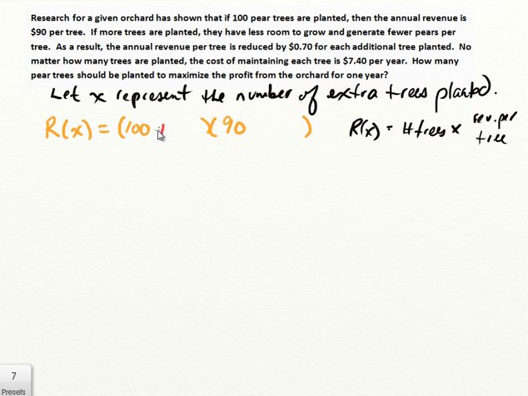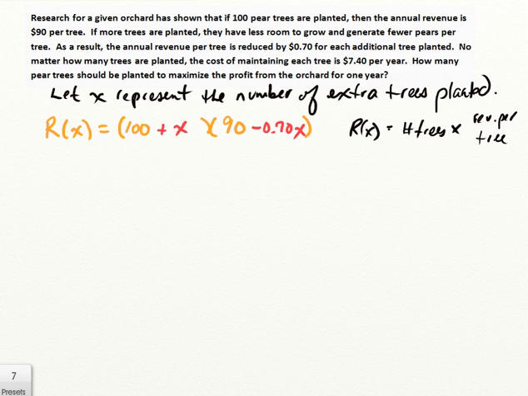And if I just add an x on here, then that means that if x is 0, I'm leaving things the way they are with 100 trees. If x is 1, now the revenue has gone up because I have 101 trees. If x is 2, it's 102 trees. However, this $90 revenue does not stay at $90. It is actually reduced, so it goes down by 70 cents for every tree planted. So there's where the x comes into the revenue.